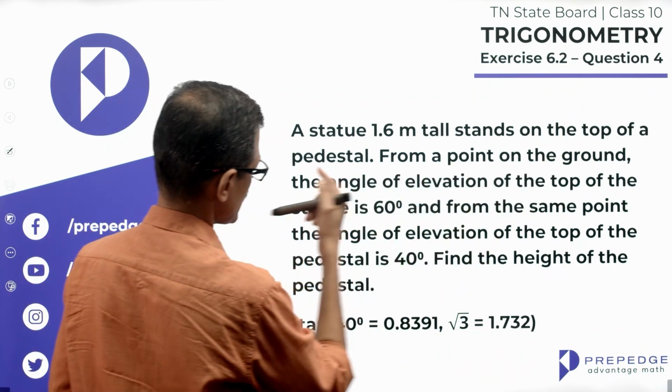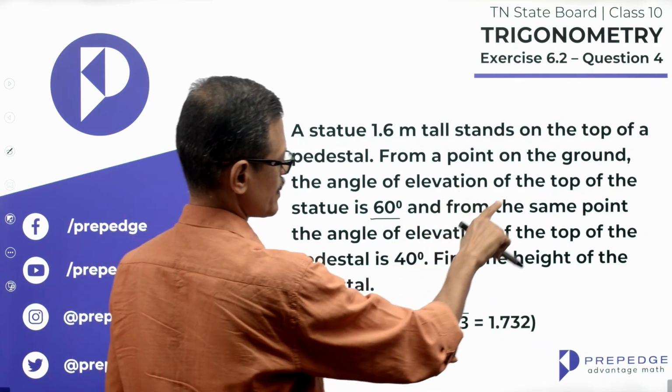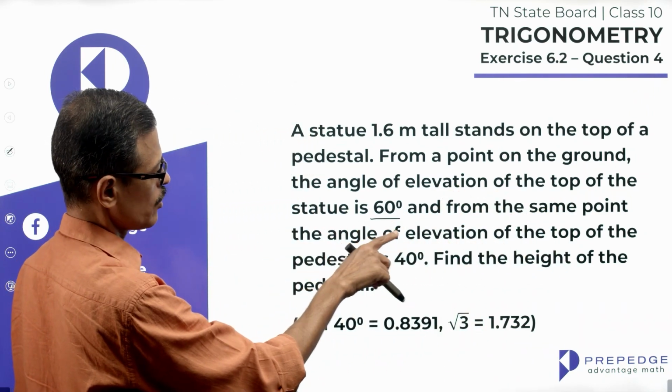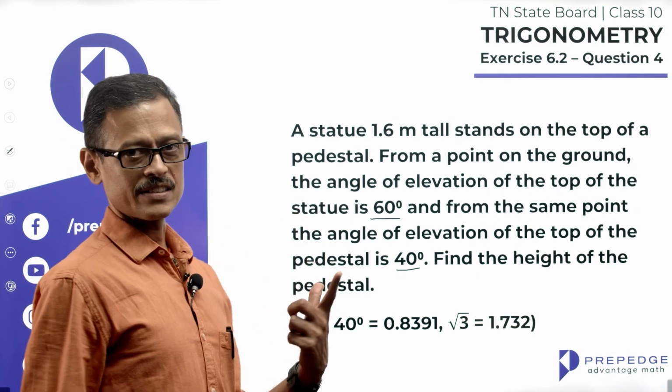From a point on the ground, the angle of elevation of the top of the statue is 60 degrees. And from the same point, the angle of elevation of the top of the pedestal is 40 degrees. Find the height of the pedestal is what the question is.